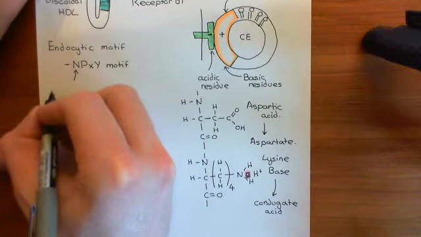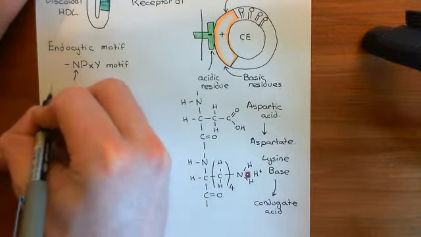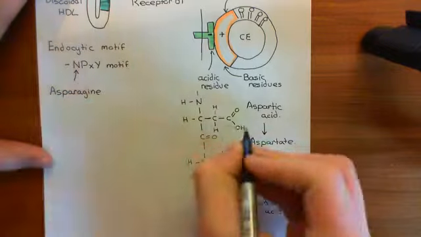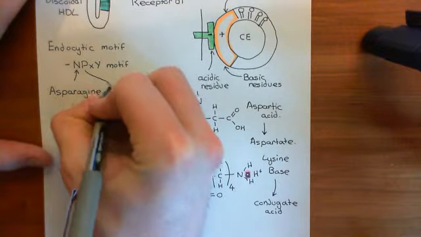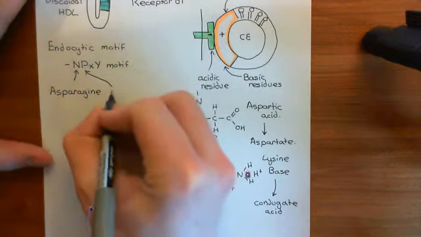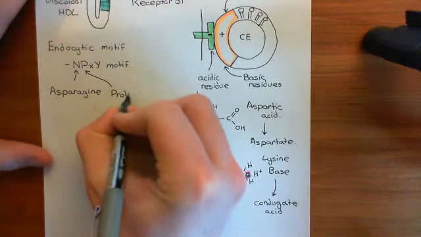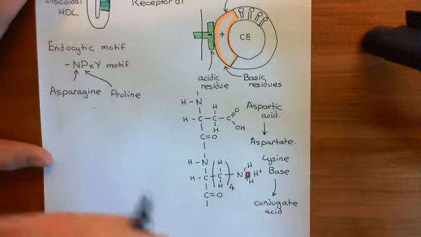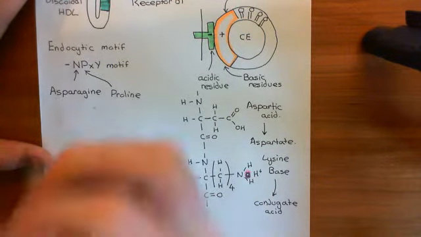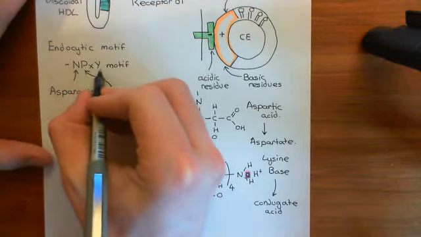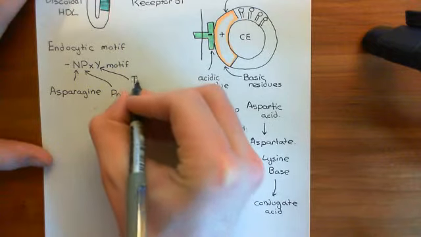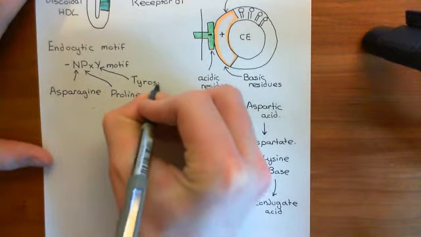N, the first amino acid within this endocytic motif, stands for asparagine, which is the primary amide of aspartic acid. P, the second amino acid in this endocytic motif, stands for proline. Little x does not stand for any particular amino acid, it just means you can have any old amino acid in that third position, so we're not bothered about what's there. And then in the fourth position, Y is the single letter amino acid code for tyrosine.